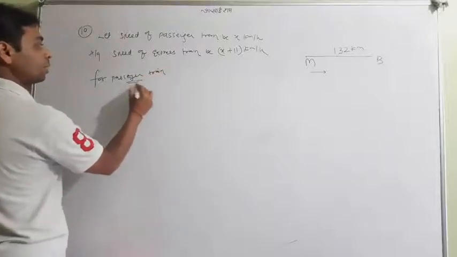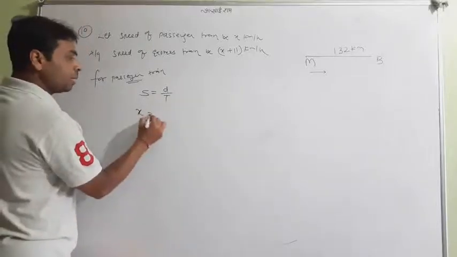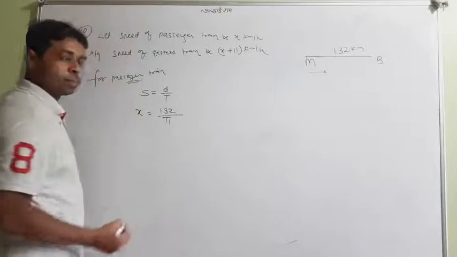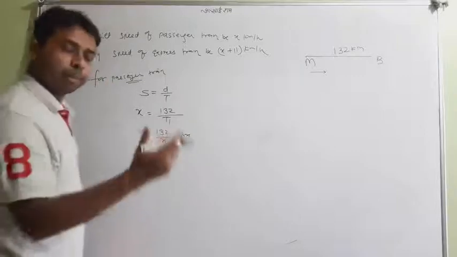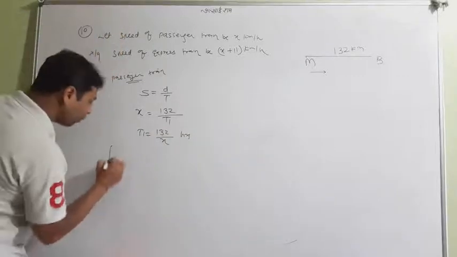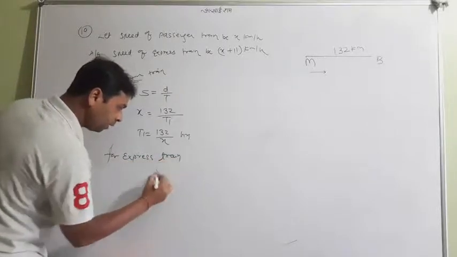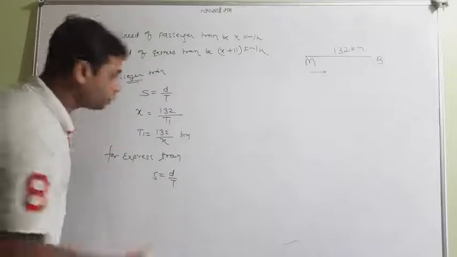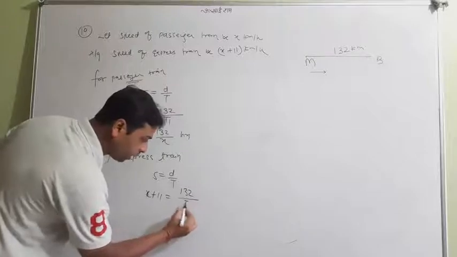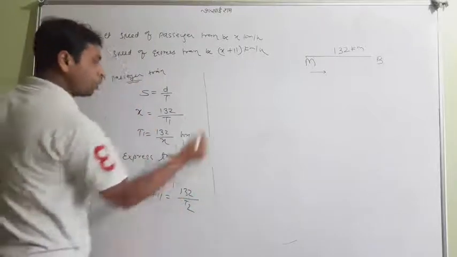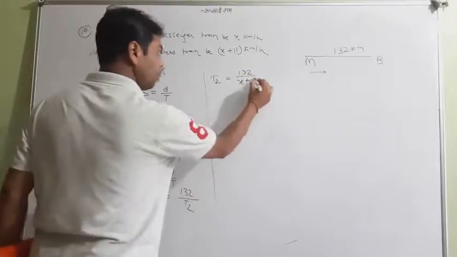For the passenger train, speed equals distance upon time. So speed is equal to x, distance is 132 and time is t1. So t1 is equal to 132 upon x hours. As usual, same as we did last time. And for the express train, speed equals distance upon time. Speed this time for the express train is x plus 11, distance is 132, time is t2. Now I'll transfer t2 here: t2 equals 132 upon x plus 11 hours.